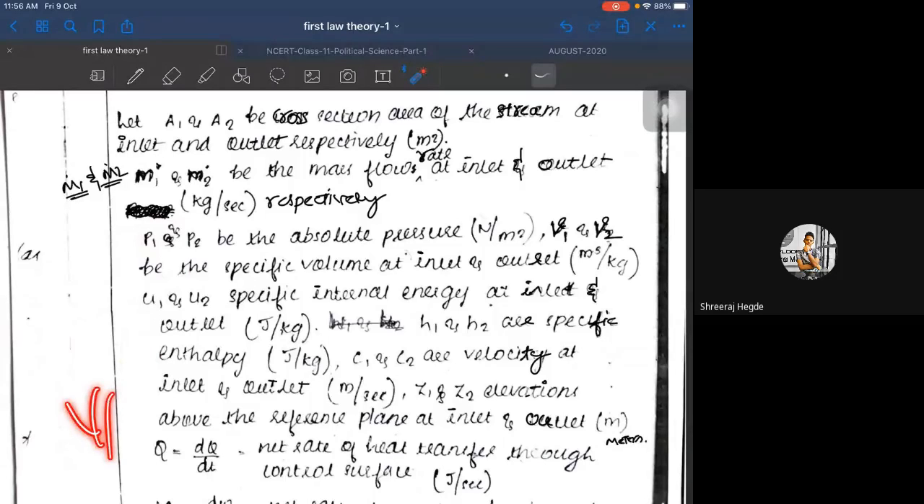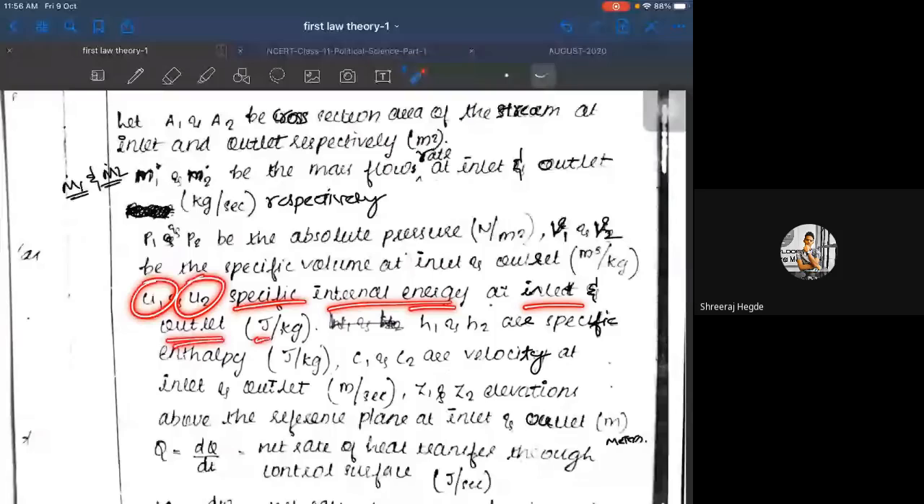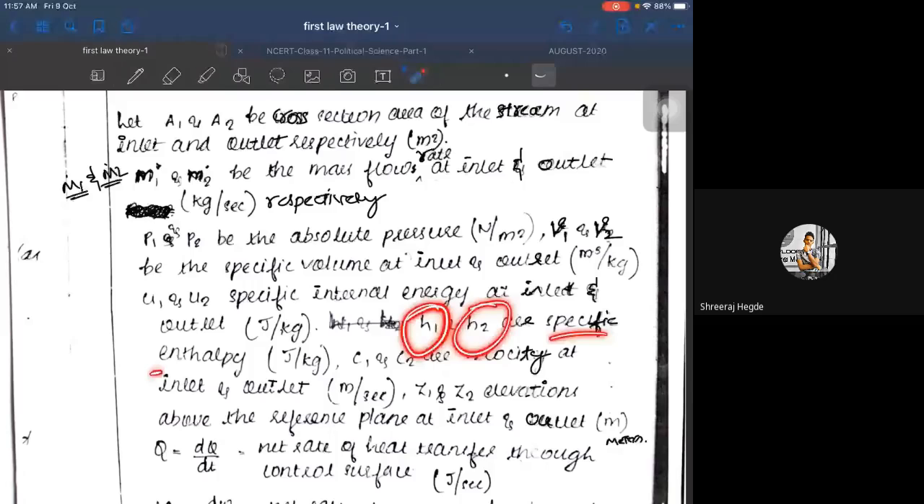So when you divide a property by its mass, it becomes a specific property. Let U1 and U2 be the specific internal energy at inlet and outlet, which is in joules per kg because it is a specific quantity. Similarly, H1 and H2 are the specific enthalpy, joules per kg. C1 and C2 are the velocities at inlet and outlet, in meters per second. Z1 and Z2 are the elevations above the reference plane at inlet and outlet, in meters.